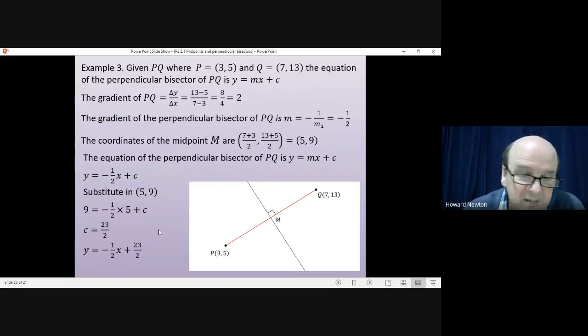Or if you wanted to tidy it up, it would also be possible to write the equation in the form 2y plus x minus 23 equals 0.